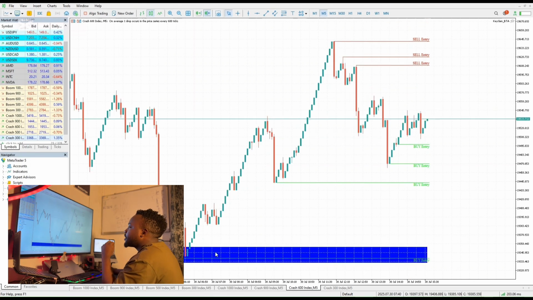Oh, this is Crash 600. Price went to our blue zone and we started to get these buy entries, continuous buy entries. Actually, if you are in my VIP signals group, you know that today we actually traded Crash 600. We got into this buy entry and we bought all the way up.